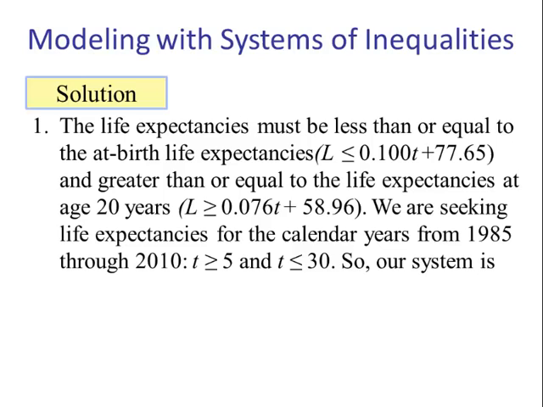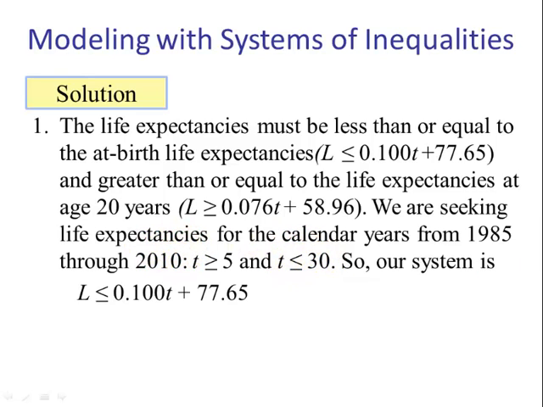Solution. Number 1. The life expectancies must be less than or equal to the at-birth life expectancies, L ≤ 0.100t + 77.65, and greater than or equal to the life expectancies at age 20 years, which has the inequality L ≥ 0.076t + 58.96. We are seeking the life expectancies for the calendar years from 1985 through 2010, which would be the number of years beyond 1985. t ≥ 5, and t ≤ 30, which is 2010.